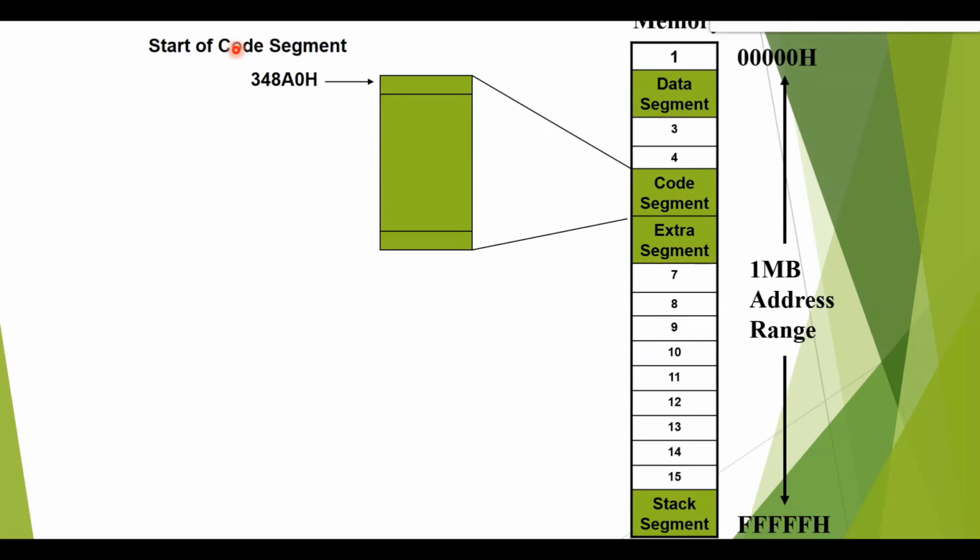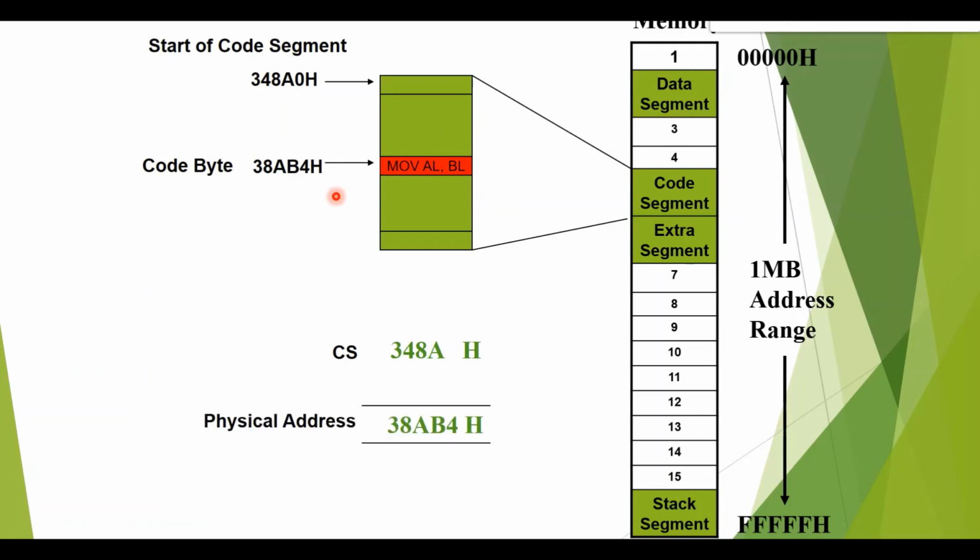Suppose the starting address of the code segment is 348A0. So 348A is held in the code segment register. Then we want to read the instruction from the memory location 38AB4H. So we have to read the instruction from this memory location.